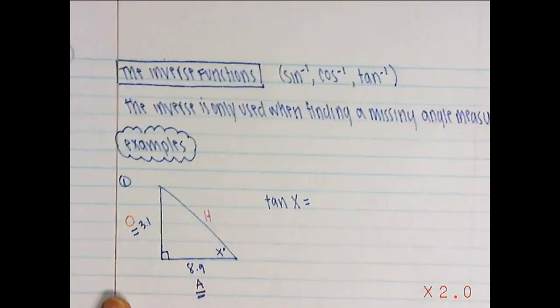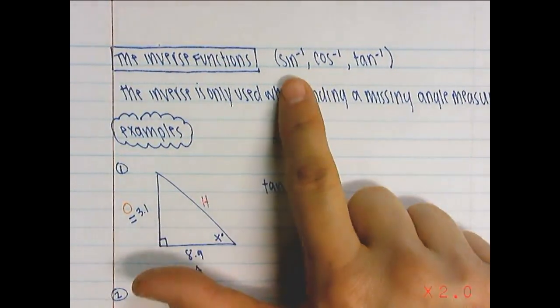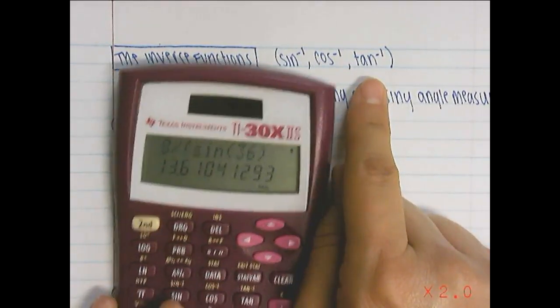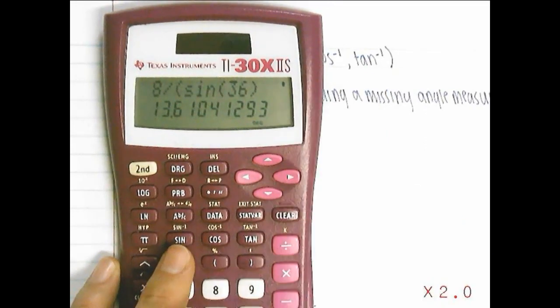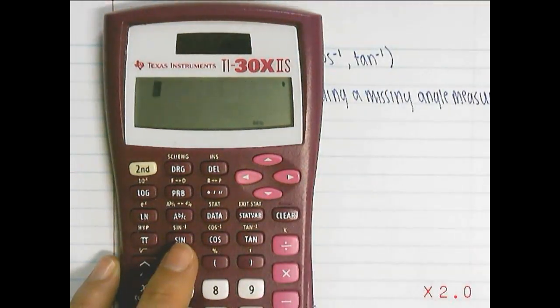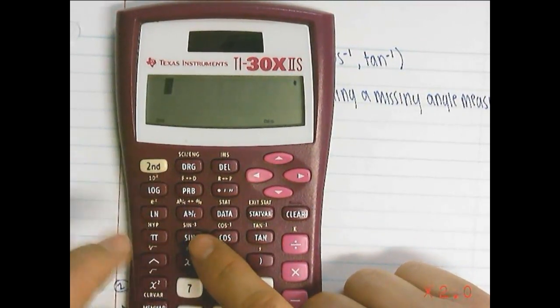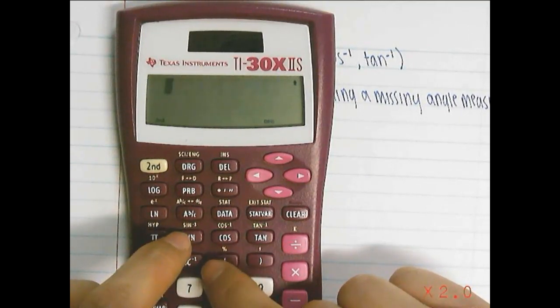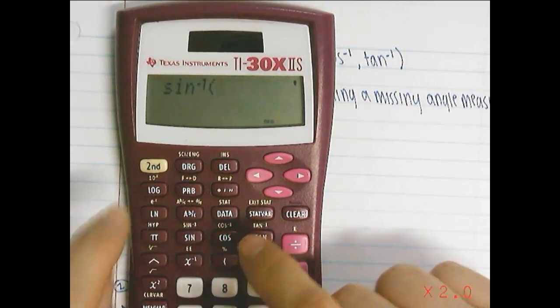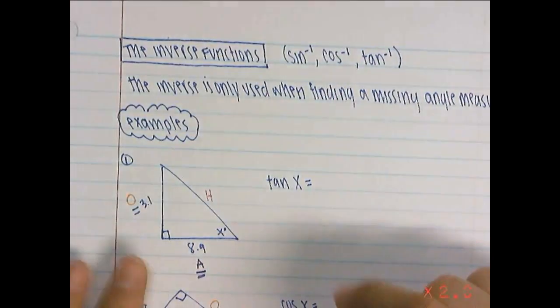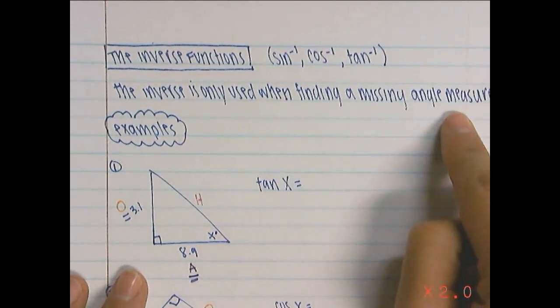Inverse functions. That's going to be sine -1, cosine -1, and tangent -1. I don't know if you can see on my calculator, let me clear this out, above the sine in yellow is a sine -1. You access that by hitting the yellow button and then hitting sine, and that would be inverse sine. It's the same for cosine and tangent. The inverse is only used when we are finding a missing angle measure.